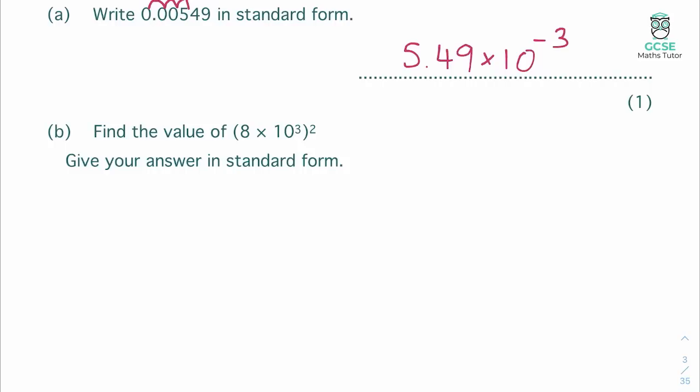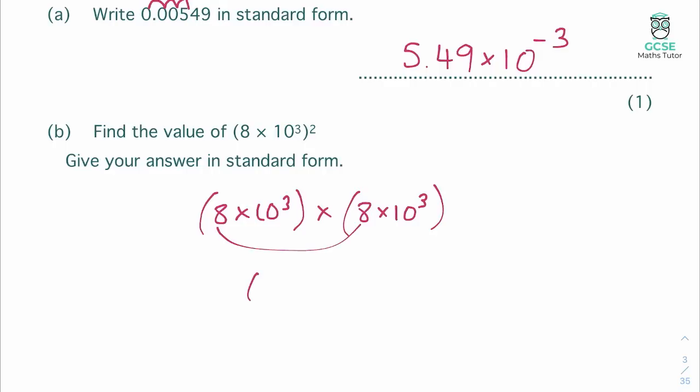We've got this bracket squared, so rather than trying to square what's on the inside, I'm going to write 2 brackets. So we have 8 times 10 to the power of 3, and that's getting multiplied by another 8 times 10 to the power of 3, and that's hopefully something you recognise a little bit easier. So you do 8 times 8, which is 64, and then times 10 to the power of, and when we times these two 10s together, we get the power of 6.